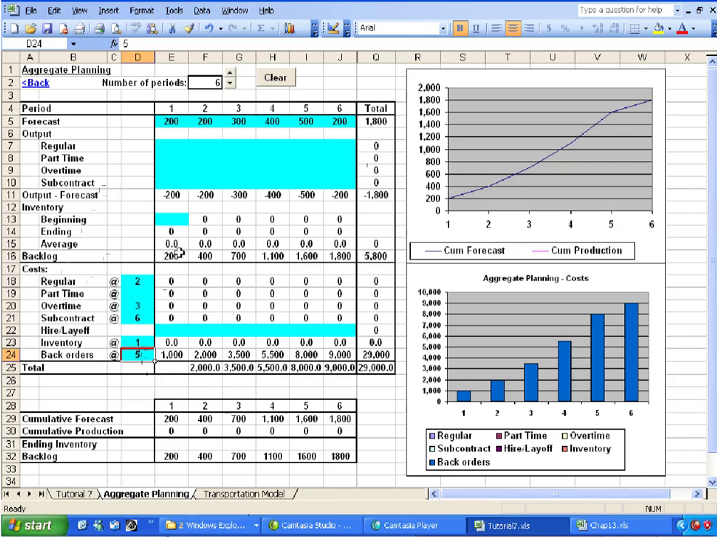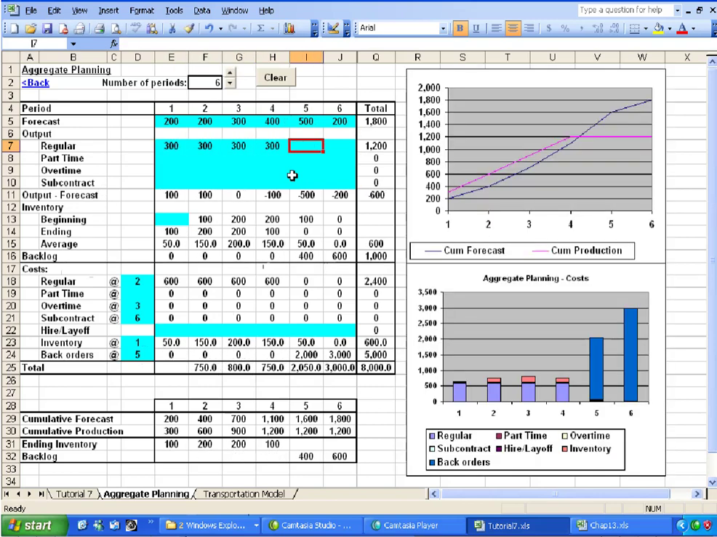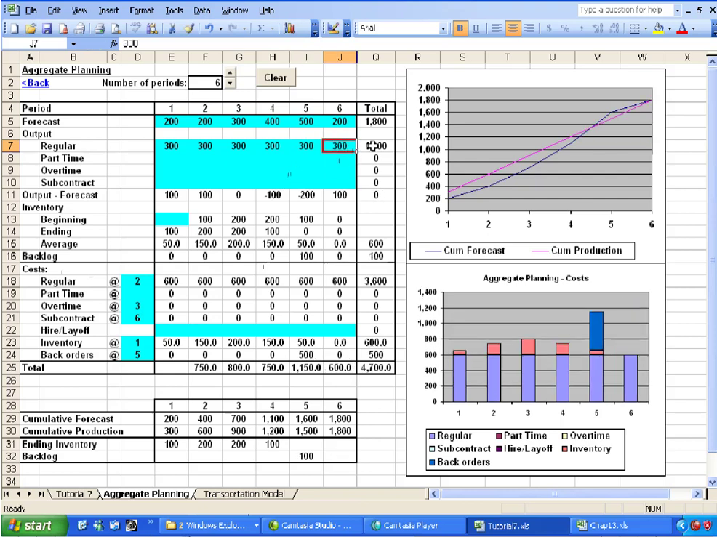Notice at this point we haven't produced anything, so everything's a backlog and we're building up a huge back ordering cost. We can fix that in a hurry by producing on regular time. On regular time we are allowed 300 units per period, which is the average demand of 1,800 over 6 periods. That will meet our total demand. We produced 1,800 to meet the forecasted demand of 1,800.